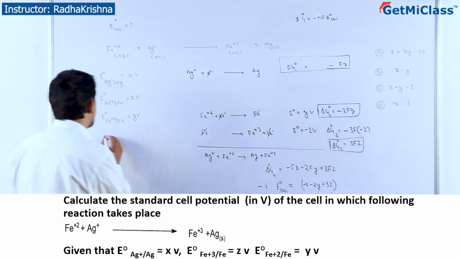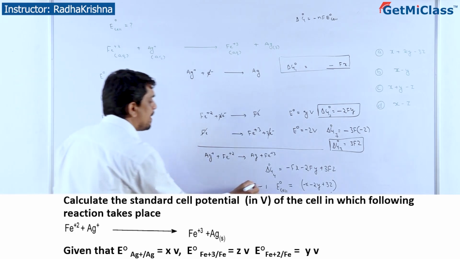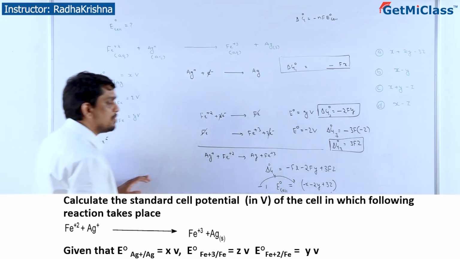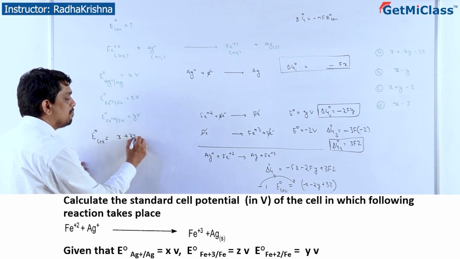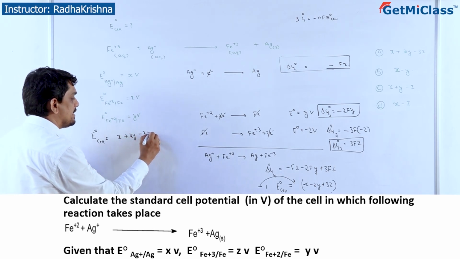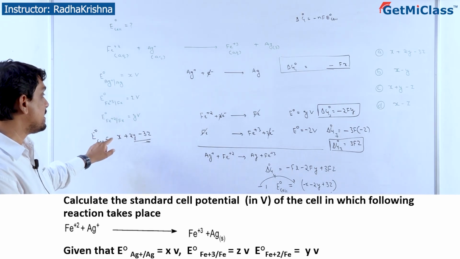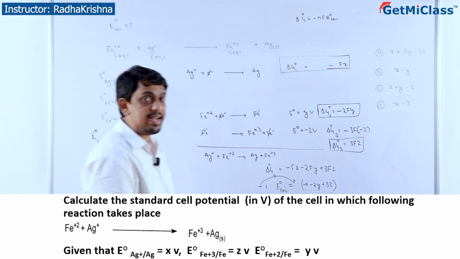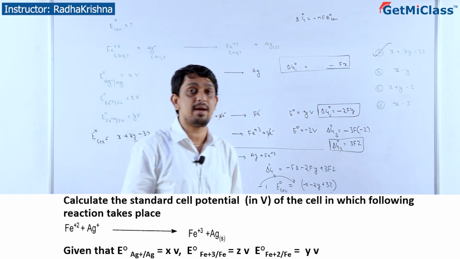So you want to calculate finally E naught of the cell. This minus will shift to the other side. So minus X becomes X, minus 2Y becomes 2Y, plus 3Z becomes minus 3Z. So the cell potential in the standard state is X plus 2Y minus 3Z, and exactly this is given at option A. So option A is my right answer.